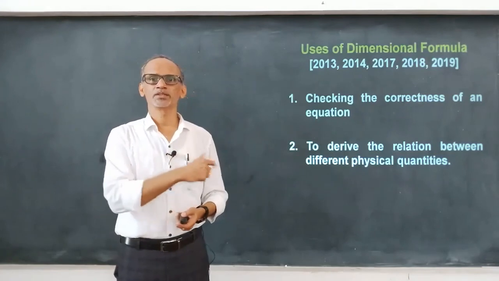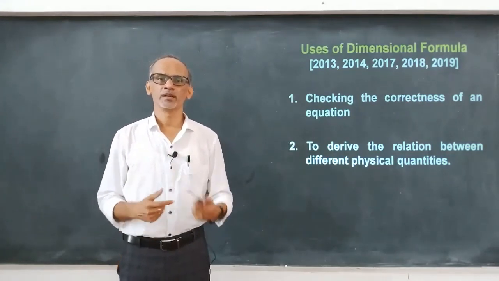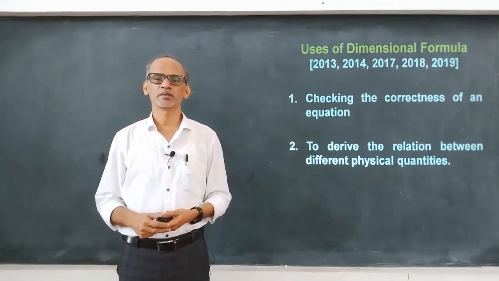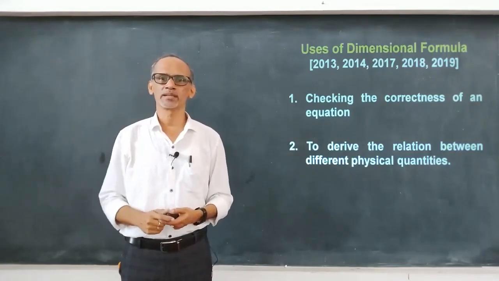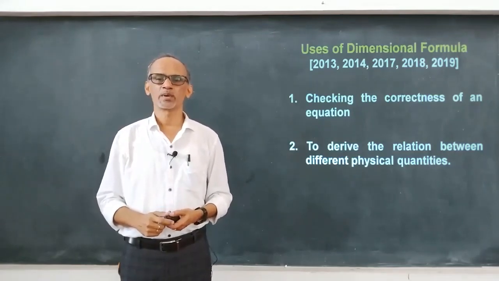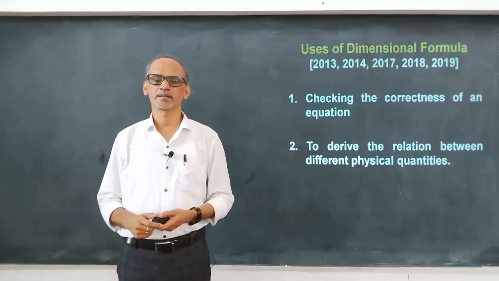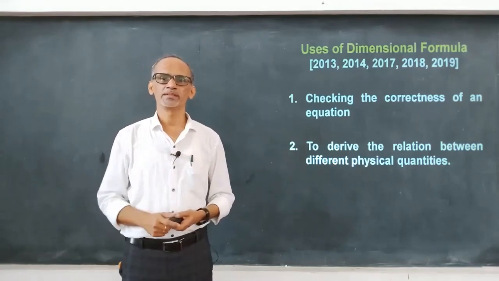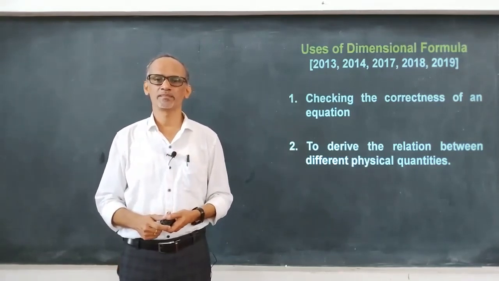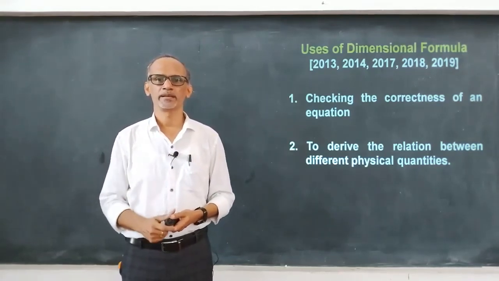What do we mean by checking the correctness of an equation, and how do we derive the relation between different physical quantities? For this you must be very thorough with all these dimensional formulas. That's why I'll give some time so that you can revise and be ready. Both these applications, with examples, I'm going to explain in my next class.